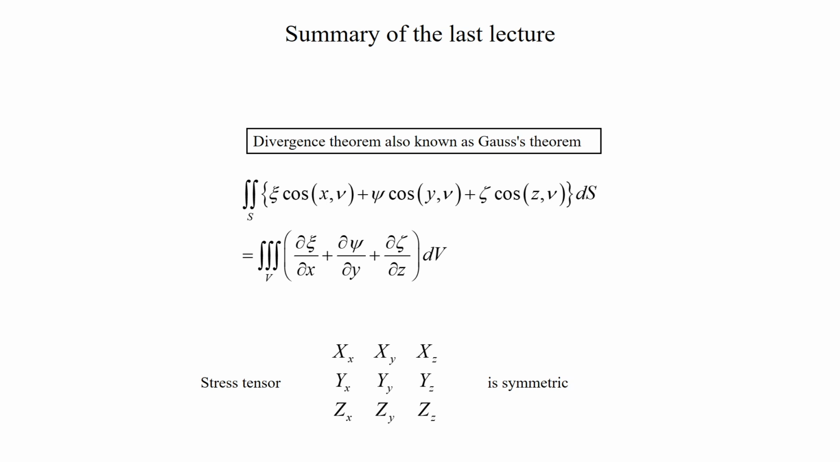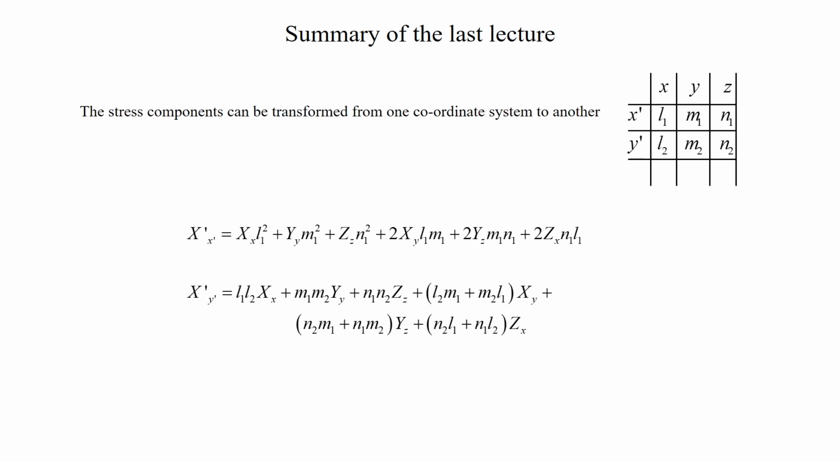We used the well known divergence theorem to derive the stress equilibrium relations, and then we also showed that this stress tensor, which has 9 components, has only 6 independent components. So, this is actually symmetric, and we also showed how to do the coordinate transformation. So, the stress components can be transformed from one coordinate system to another.